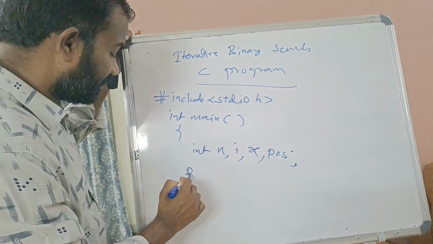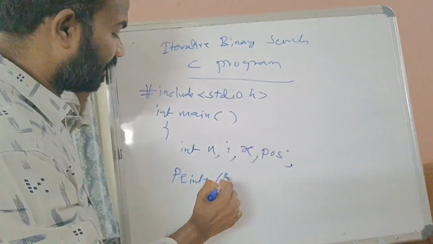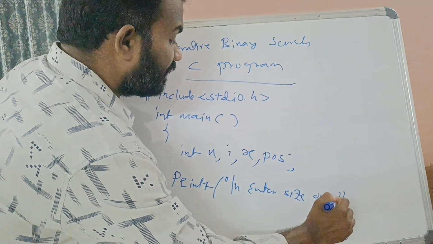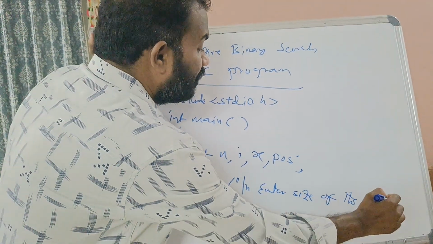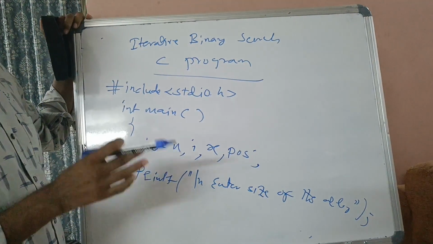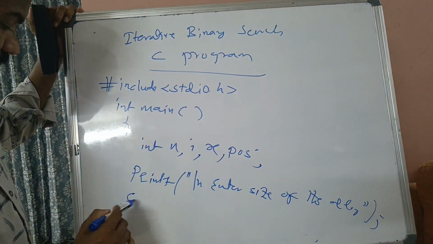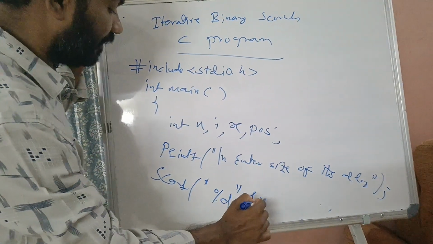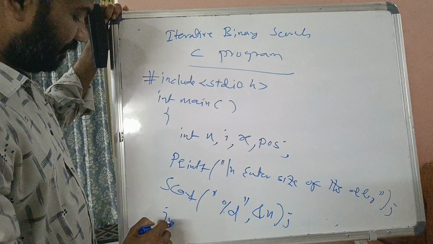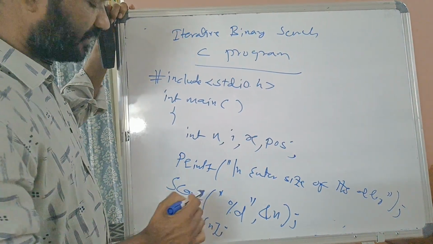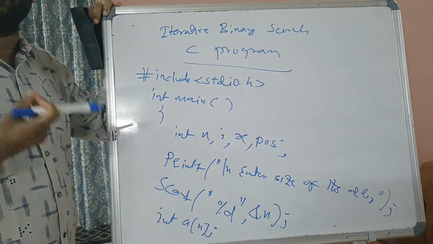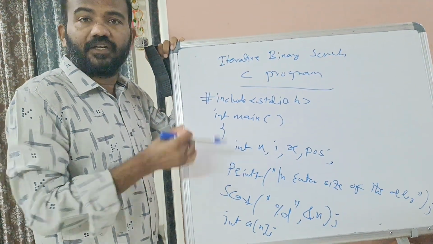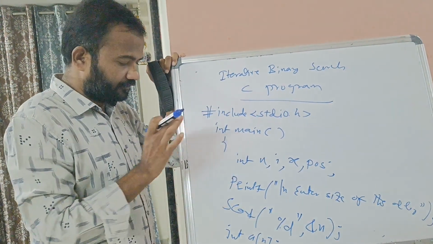First we have to discuss the size of the array. Enter size of the array. Why are we taking the size of the array? Because we are not wasting the memory. scanf %d, address of n. Suppose n is equal to 5, then we take 5 elements. If n is equal to 6, a of 6; n is equal to 7, a of 7; n is equal to 10, a of 10. So we can take only 10 elements. It depends upon our example.